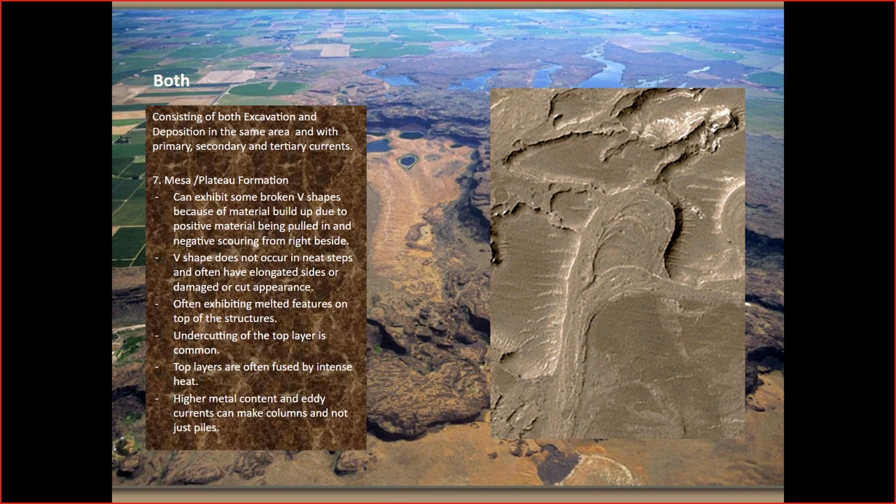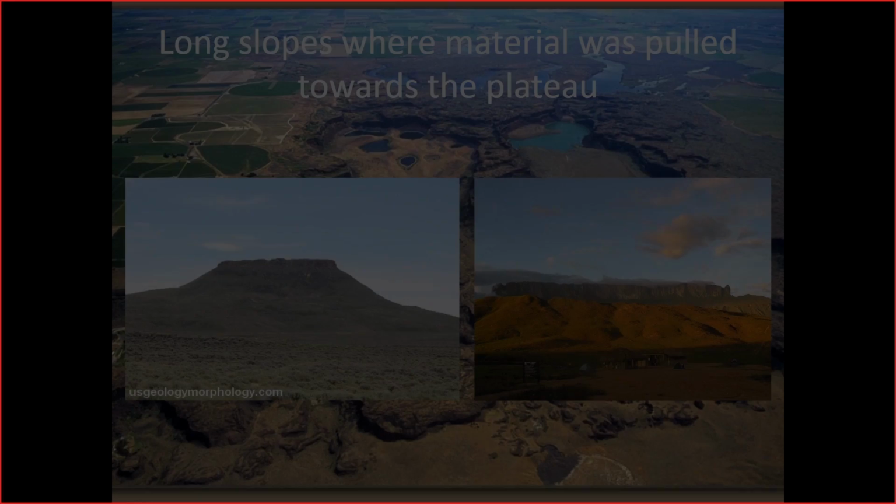And this is the type of stuff that we're looking at here. This is why we see such violence in some of these things. And we also see the top layer infused by intense heat. As you can see across, some of these have melted tops on them. And you can see that in more than one place.